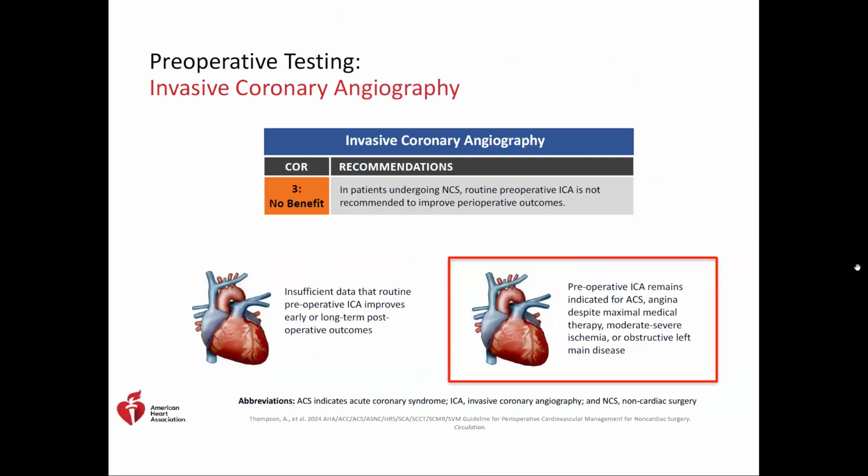All right, and then if you're having ACS, you're getting a cath, but other than that, the patients who they recommended are people who have chronic coronary disease with maximum medical therapy with still symptoms, and then let's say you get a stress and there's a big area of perfusion defect, then that person should get a cath.